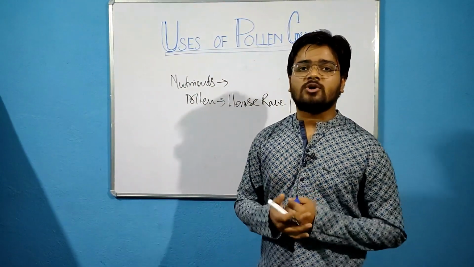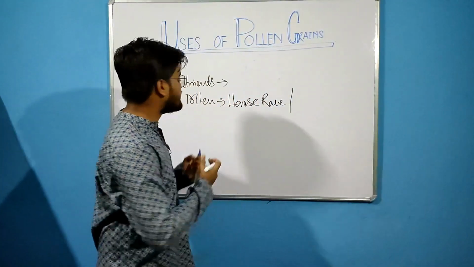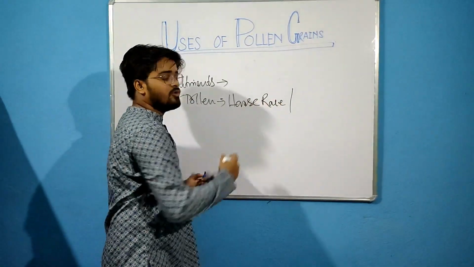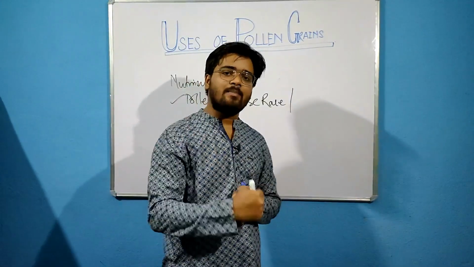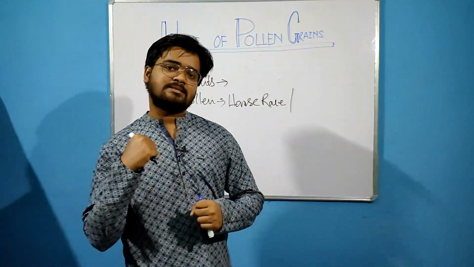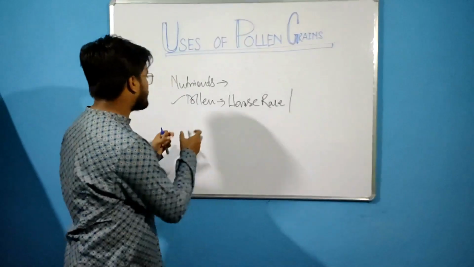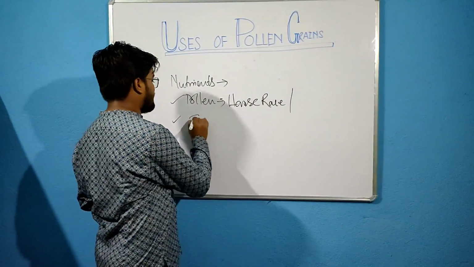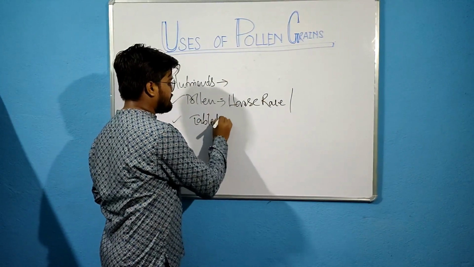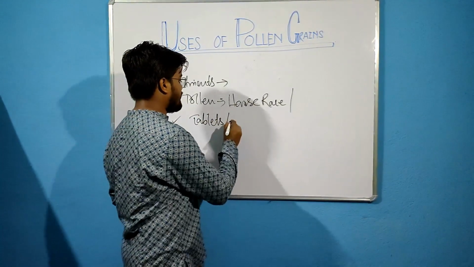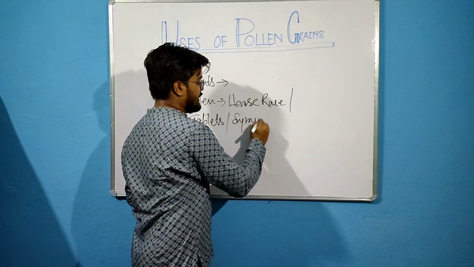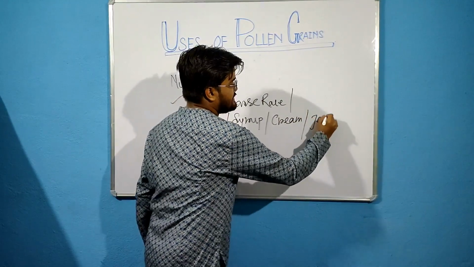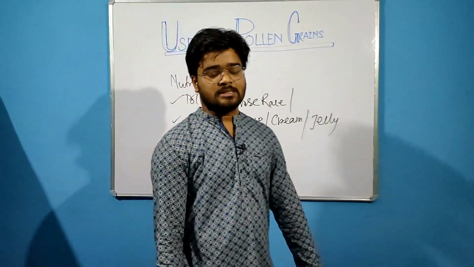Now what are the uses of the pollen grains that we have discussed over here? First, the pollen grains can be used for the horse race, for increasing the stamina in the horse, or for increasing the stamina in athletes. Next, the pollen grains can be taken in the form of tablets, syrup, cream, and jelly. It's readily available in the Western countries.